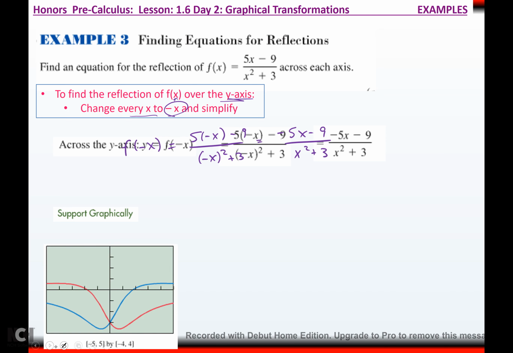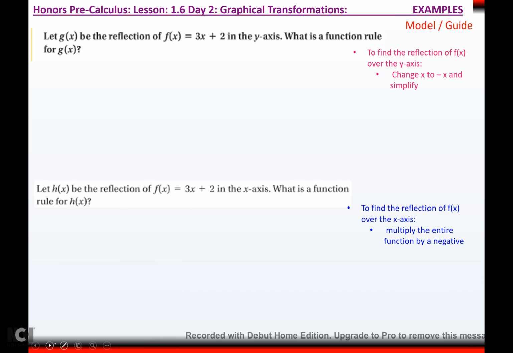And I can support it graphically. Alright, so it says, let g of x be the reflection of f in the y-axis, which means they want to reflect it over y. If they want to reflect it over y, your negative has to go inside parentheses with your x. So basically I'm changing all my x's to negative x's, which would give me negative 3x plus 2. Done.